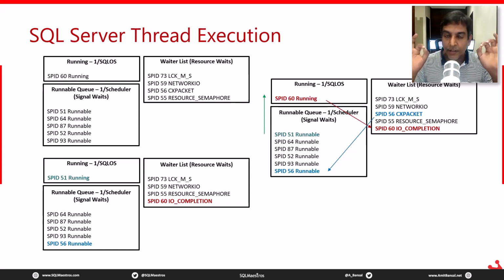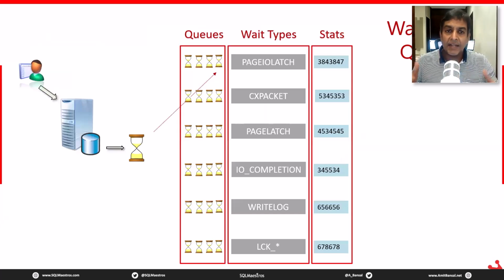Part one is free, so do watch this slide where I explain what really goes on in a virtual processor. A thread, the lowest unit of execution, when it is running, then goes into the waiter list, and then it becomes runnable again, and then it starts running again. Then again, it is waiting and goes to the waiter list, and so on and so forth. So this model, the SQL Server thread execution, is really important. And for us, the right side is where it is important, the waiter list. What is your thread waiting on? You have the wait types, you have the queues, and you have the stats.